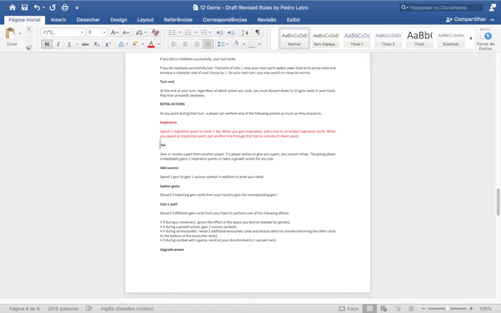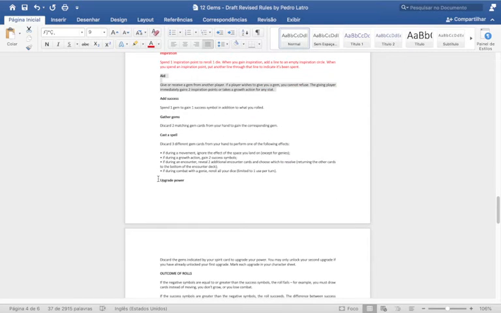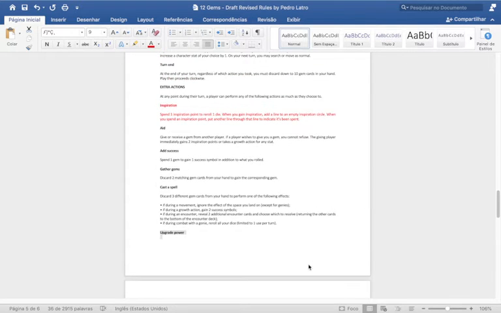Okay, now we have aid, which is completely different than the others, and I think that should be kept. Okay, we have upgrade power, which is also completely different than the others and should be kept. And we have add success, gather gems, and cast a spell. Well, from what I see here, I know that you like casting a spell, but adding a success, I think that is important. I think that is good.